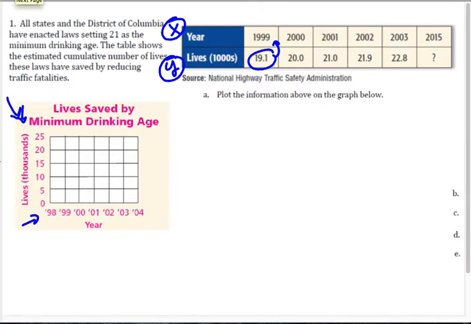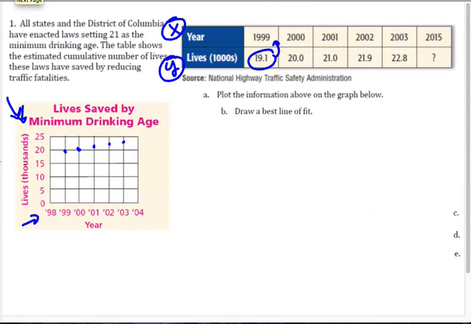First, number one, we're going to graph this information. Well, I'm going to plug it in here. 19.1 is right about there. 2000, 20,000 lives are saved. 2001, 21,000. 2002, 21.9. And 2003 is 22.8. If you want to hit pause and do this quick, that's fine. Now that data there is pretty linear, so it works out well for us.